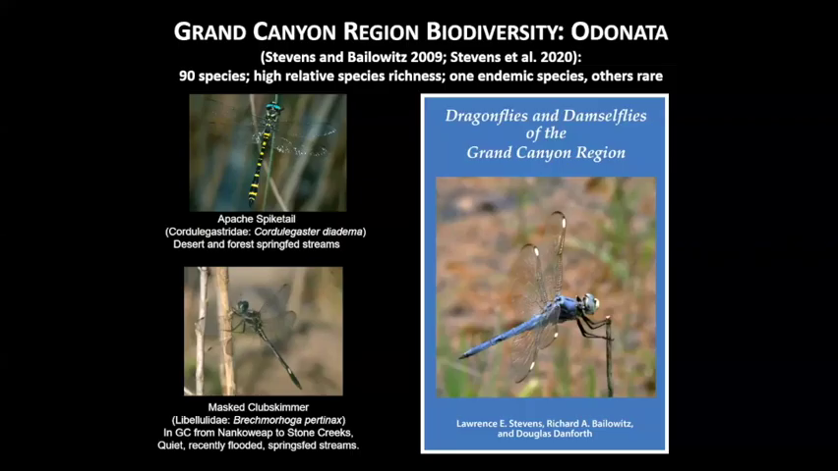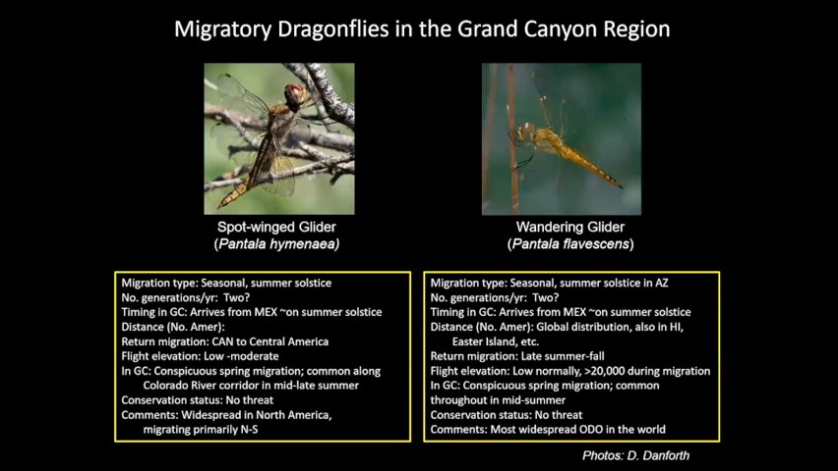When it comes to dragonflies, we have a rich biodiversity here. We just got a book out on the dragonflies and damselflies of the Grand Canyon region. If anybody's interested in that, just get a hold of me and we'll get you a copy. But in that, we identify about 90 species of dragonflies in the area, including a couple of rare things. And these dragonflies, not all of them are migratory. Only about 10% of them are considered to be migratory. However, they make for some pretty remarkable storytelling.